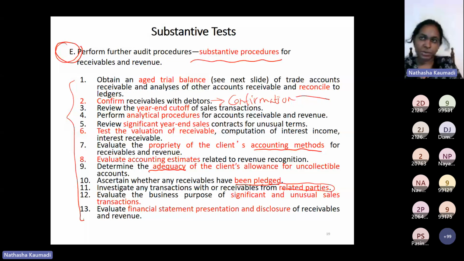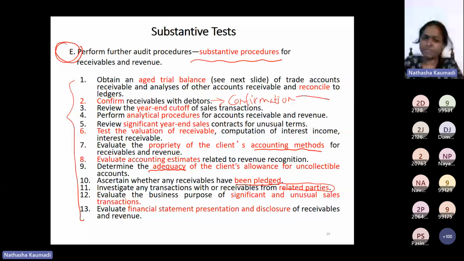So if you can understand the nature of substantive analytical procedures, all other audit substantive procedures are tests of details. This is a very easy way of differentiating test of details and substantive analytical procedures. Now here, look at perform analytical procedures for accounts receivable and revenue. Is this a test of control or a substantive analytical procedure? Substantive analytical procedure, SAP.